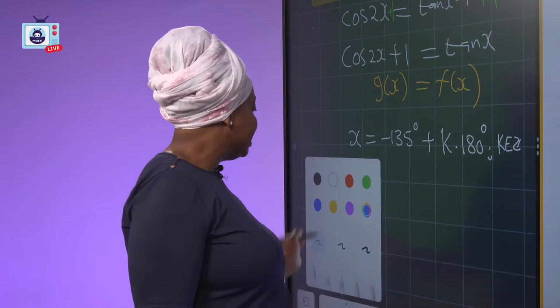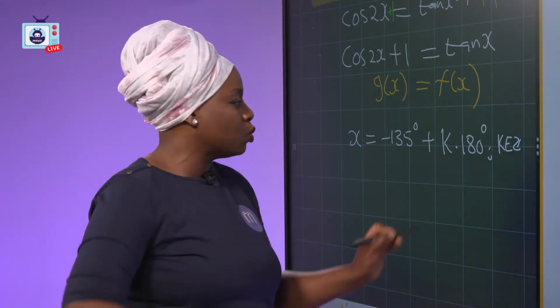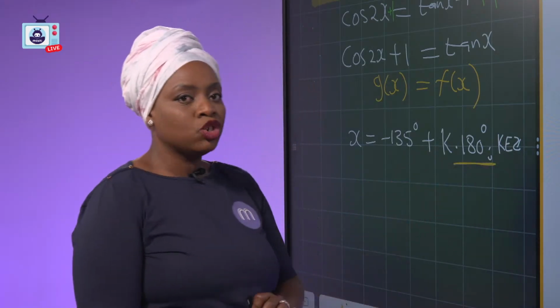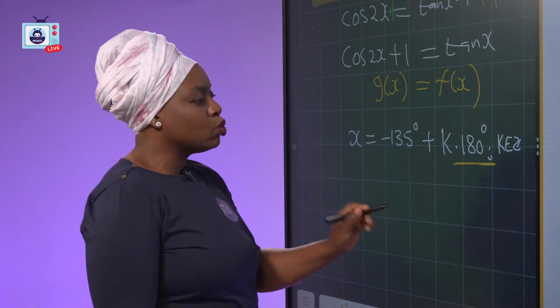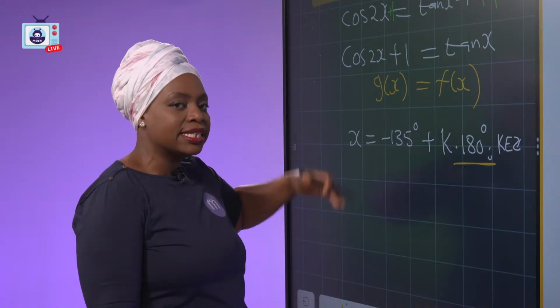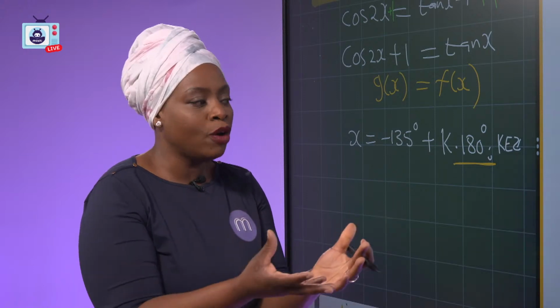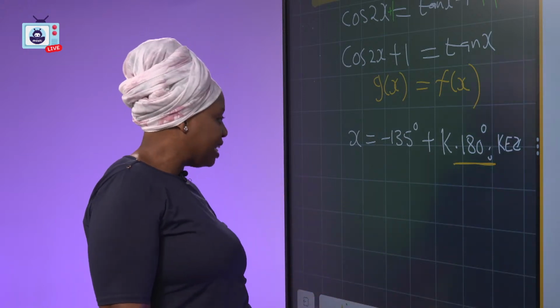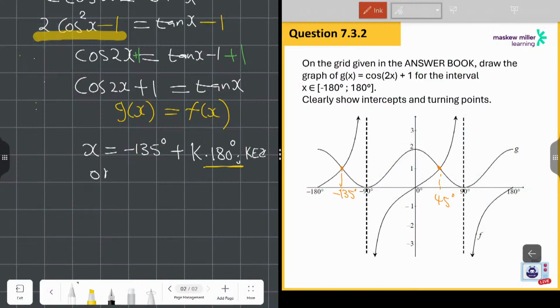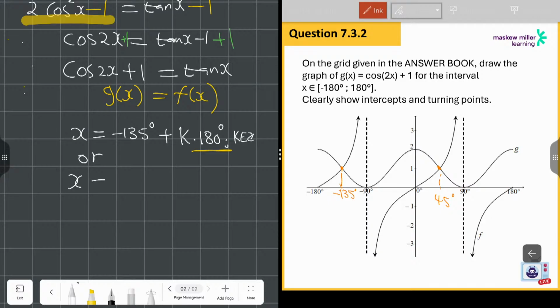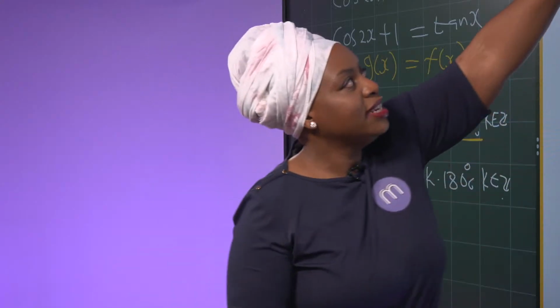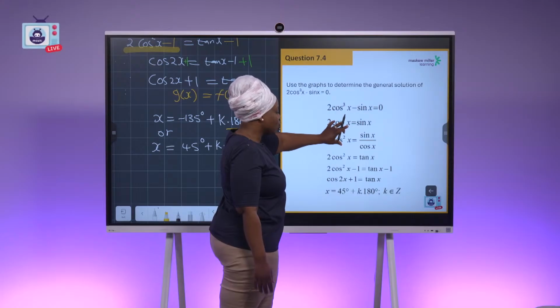But remember, guys, when we were looking at the period in our first question, we found that our period is actually 180 degrees. So that's why we are using 180 degrees in both, even though we have cos and we have tan. For some reason, the period of them all is the same. That's why we are saying it like that, and that's one of the answers. Or, because we have 2, x will be equal to 45 degrees plus k times 180 degrees, where k is an element of integers. Easy, right? That is how we're going to answer these questions.